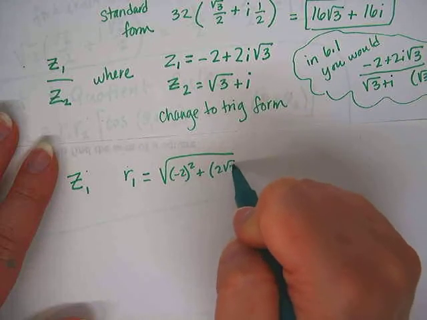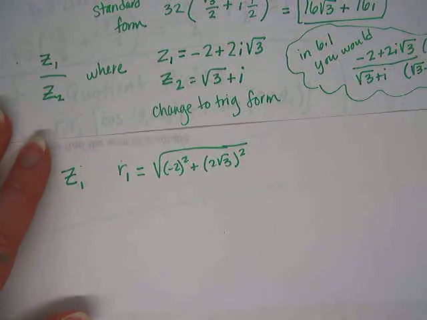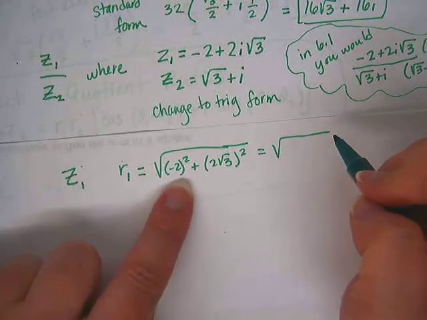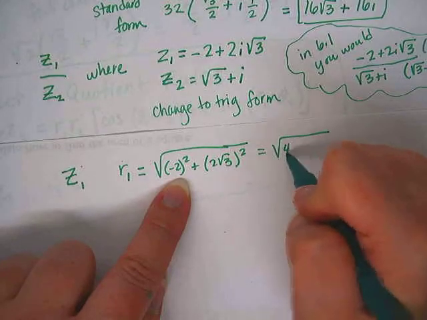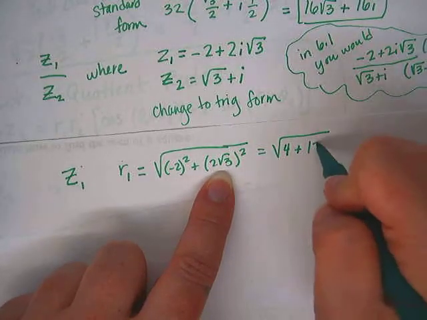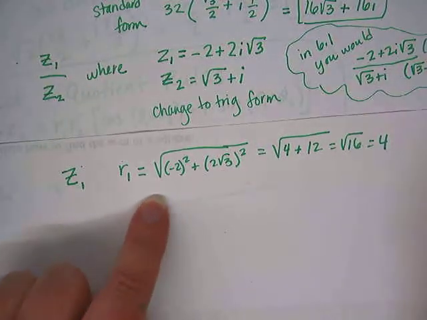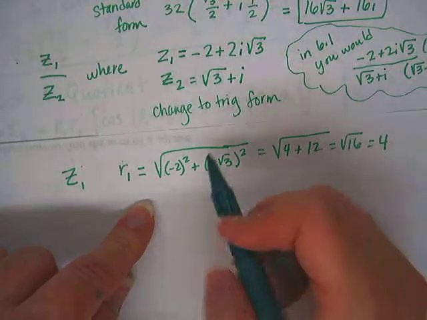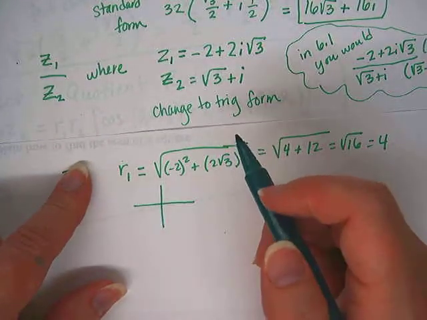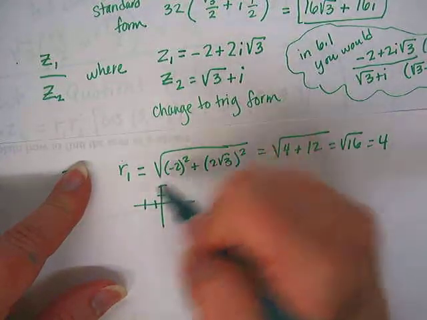z1, we start by finding r. So r1 would be found by doing the square root of negative 2 squared plus 2 square root 3 squared. That sounds familiar. I think we kind of had those same numbers earlier. And negative 2 squared would be 4, and wasn't 2 square root 3 squared, wasn't that 12? Which gave us 16, which is 4. Is that right?